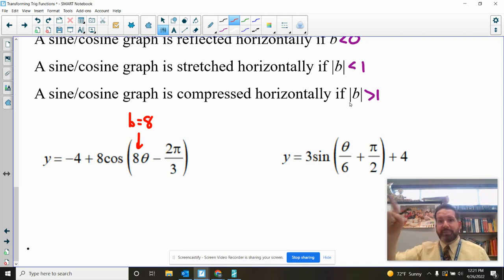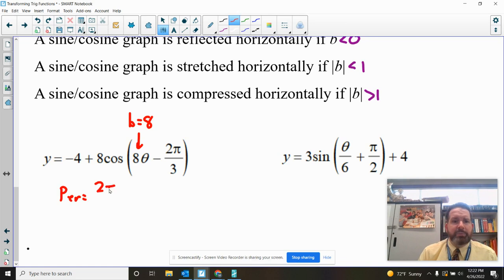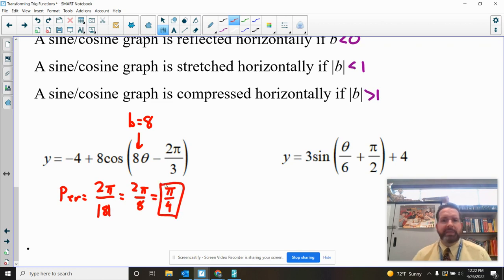It's going to cause me to go through my cycles 8 times faster than normal. The period is then given by 2 pi over the absolute value of 8. That's just 2 pi over 8. And reduce that fraction, that's pi over 4. There's your new period. So 0 to pi over 4 gets you through one complete cycle of that cosine function.